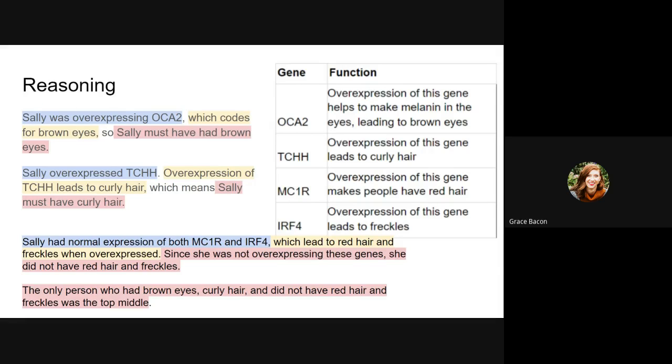And then I just tie it all together in this one last statement here, and I say the only person who had brown eyes, curly hair, and did not have red hair and freckles was the top middle. So that's truly connecting it all the way back to my claim.